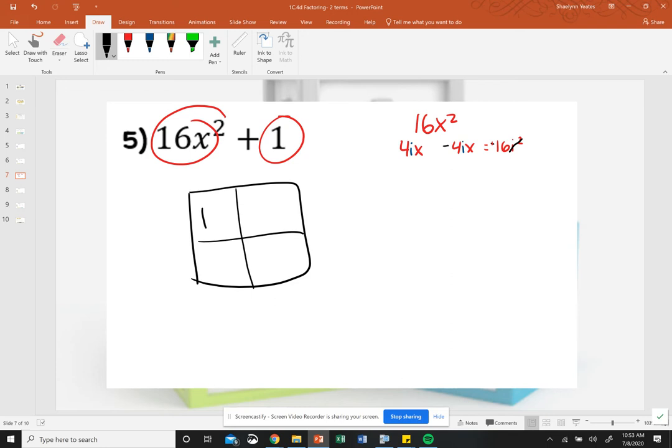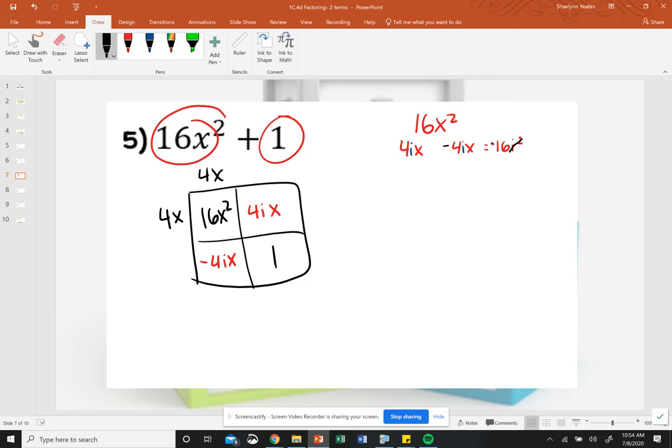So we have 16x squared, we have the positive 1, and then we have a 4ix, and we have a negative 4ix. This is where life gets fun. Okay, the first part's really easy because we've got 16x squared and 4i. Perfect. Looks beautiful. We just pull out the 4. So we have 4x, and then this one's the same. We just pull out 4x.